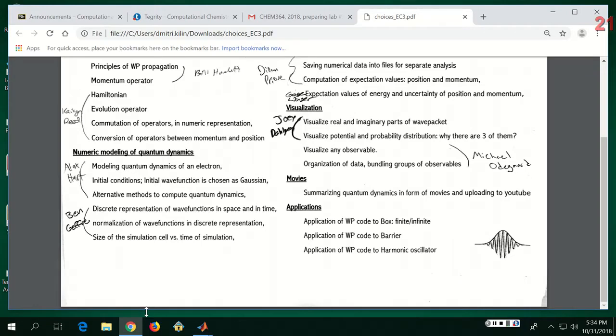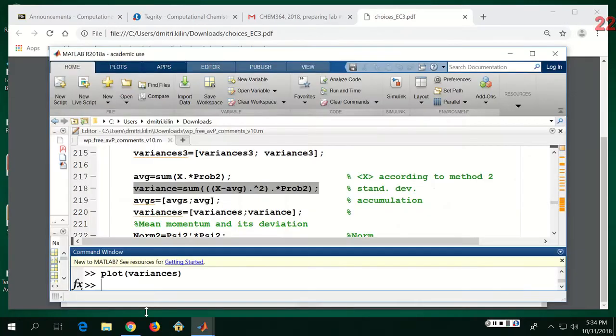Guess what I'm going to do? There are conjugated variables that try to come in couples. If you have position, we correlate with momentum. And if you have uncertainty of position, we should look at uncertainty of, yes. So let's look over the code and identify where is the uncertainty of momentum.